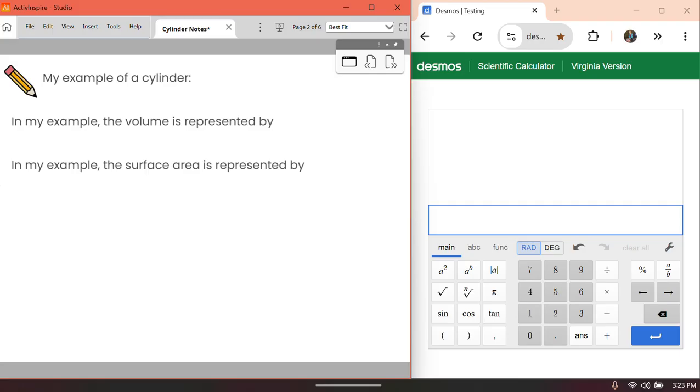So my example is going to be a soda can. I think this is a cylinder that most of us have seen before. It's not a perfect cylinder, but we're going with it, okay? So since the volume is the inside of the shape, the soda is going to be the volume, right? The soda and the bubbles that are in there, that's going to be my volume. And then the surface area is going to be the metal that makes up the outside of the can. I think it's aluminum, but aluminum is a lot longer to spell than the word metal.